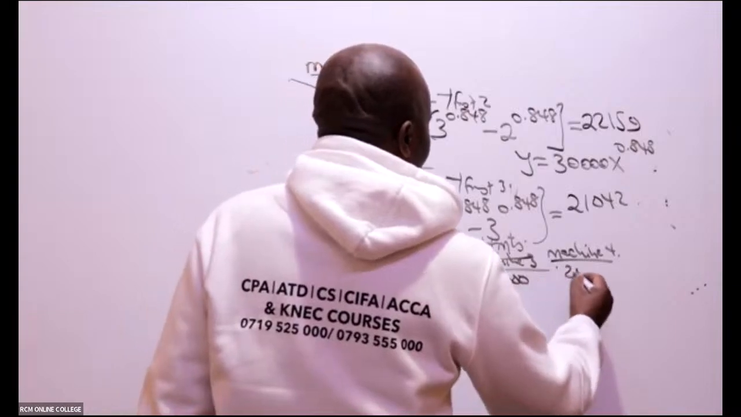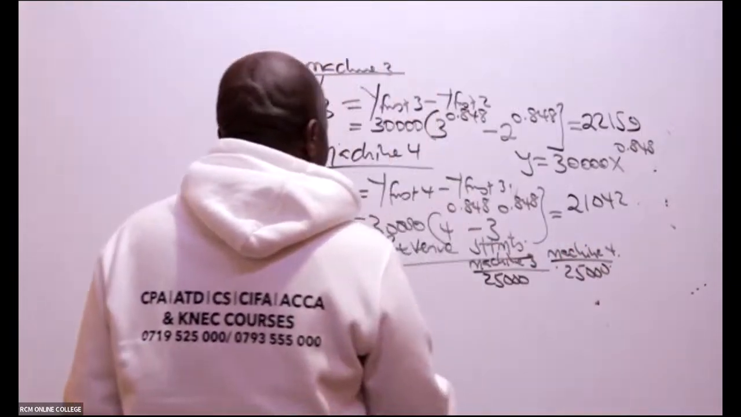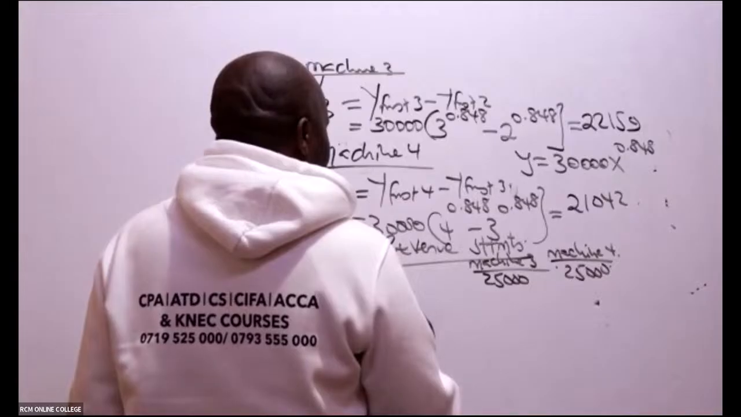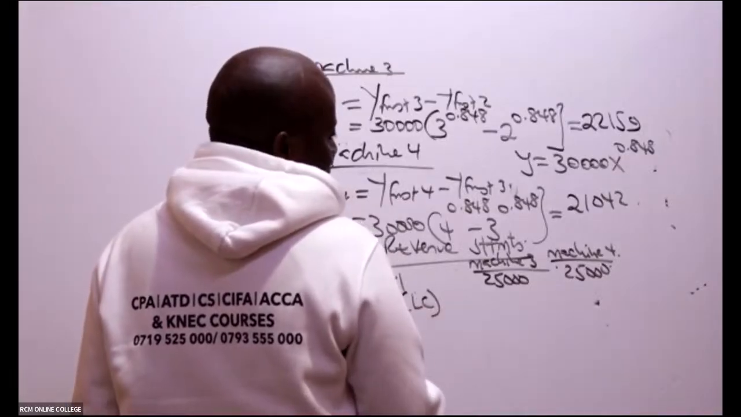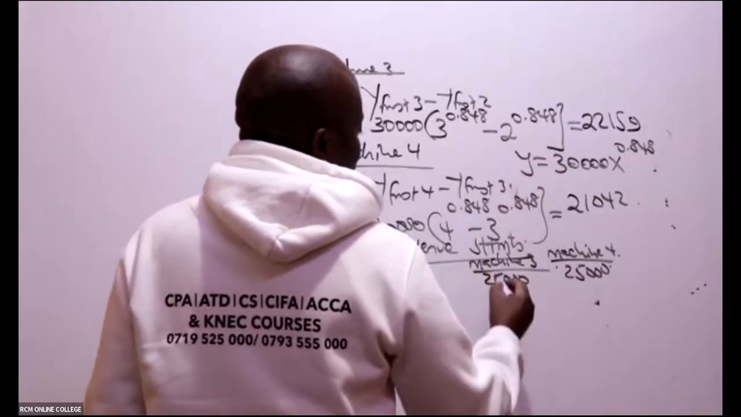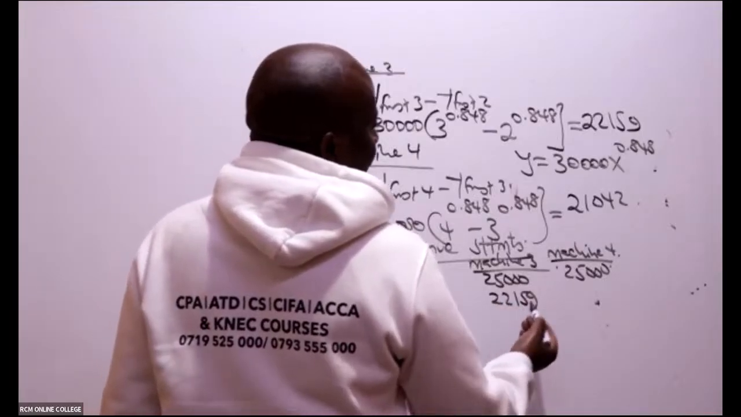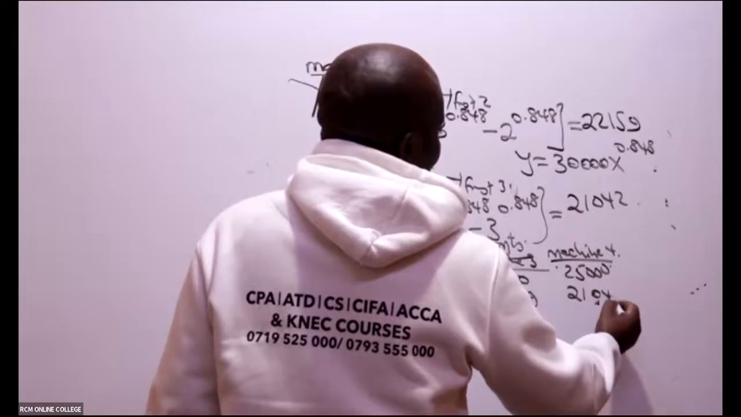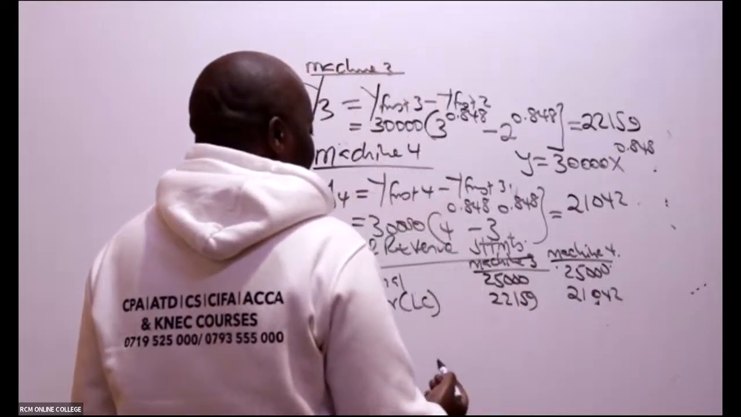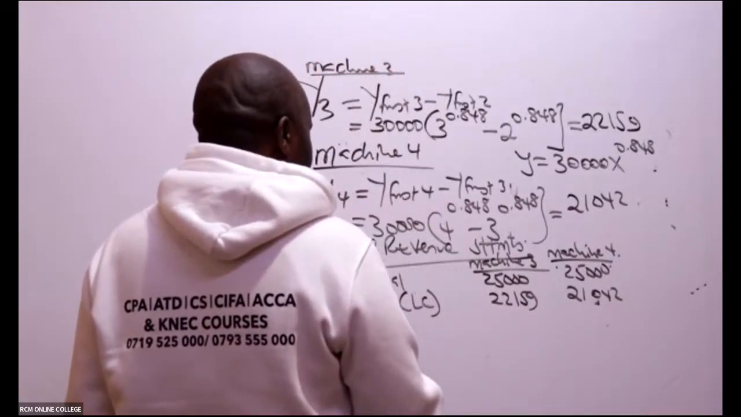Then we have labor. Labor, fortunately, we have used learning curve. And learning curve has given us 22,159 for machine 3. And then we have 21,042 for machine 4. And then, ladies and gentlemen, we have overheads.